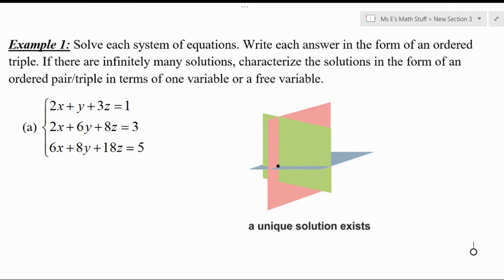So spoiler alert, part A here should be a single solution problem where you have three planes and none of them are parallel or anything, and so they all have a distinct point where they intersect. So go ahead and see how it goes. Try to solve this one using Gaussian elimination, and then I'll go through it with you in the next video.